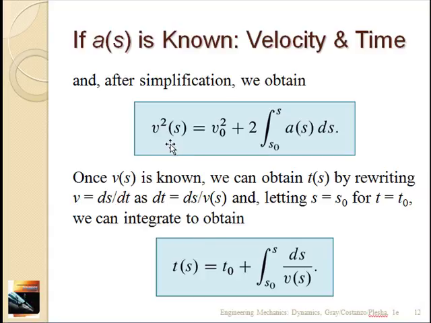So once we know v of s, we can again do separation of variables. v is ds dt, so dt is ds over v of s. And if s equals s naught at t equals t naught, then we can integrate both sides of this because we know v of s. So t of s is t naught plus the integral from s naught to s of ds over v of s. So we're just taking all the common variables on one side and all the other common variables on the other side, separating those, integrating both sides, and then seeing where that takes us.